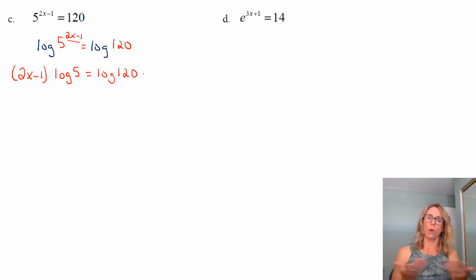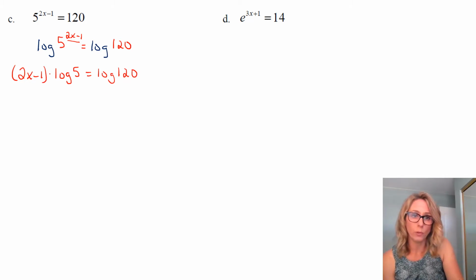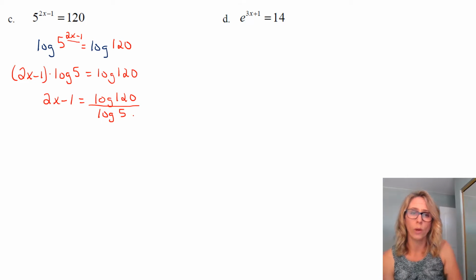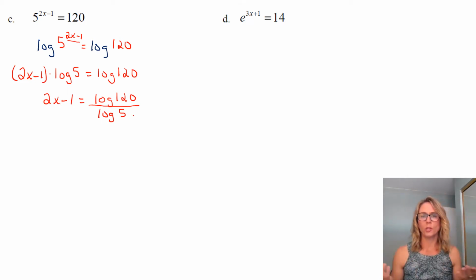Now we need to solve for x. So the most straightforward thing would be divide both sides by log 5. If I divide both sides by log 5, it's going to leave the left side and the log 5 is going to come to the right side. Now, if you're looking at that like, whoa, log 120 divided by log 5 is just a number. You can find it if you want. And then we're going to round eventually to 4 decimal places.